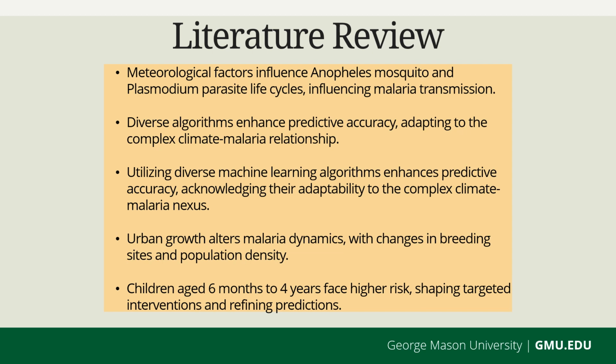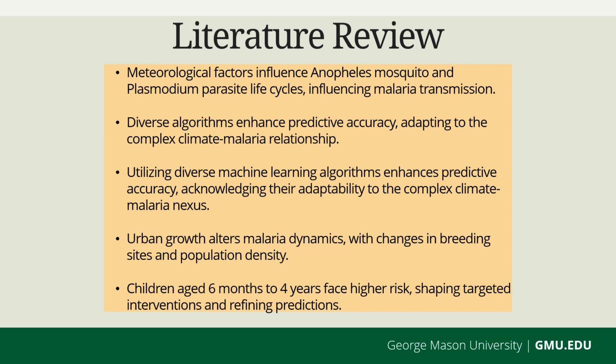This literature review highlights the critical impact of meteorological factors on the life cycle of Anopheles mosquitoes and Plasmodium parasites, influencing malaria transmission. Diverse machine learning algorithms, as evident in the report Prediction of Malaria Incidence using Climate Variability and Machine Learning, enhance predictive accuracy in capturing the intricate climate-malaria relationship.